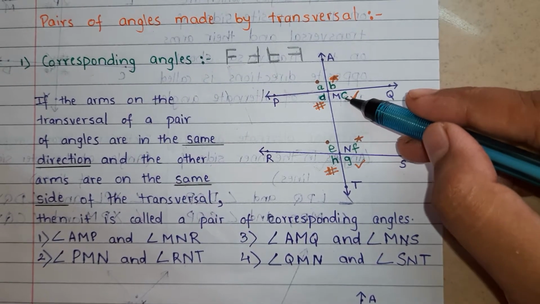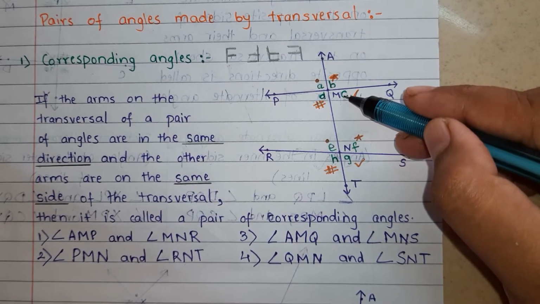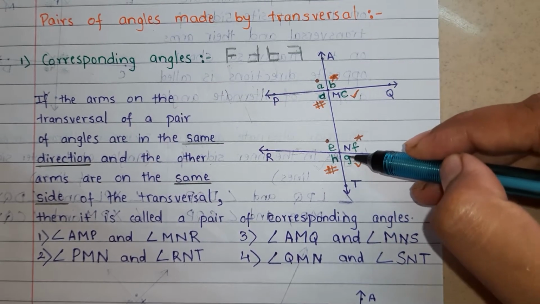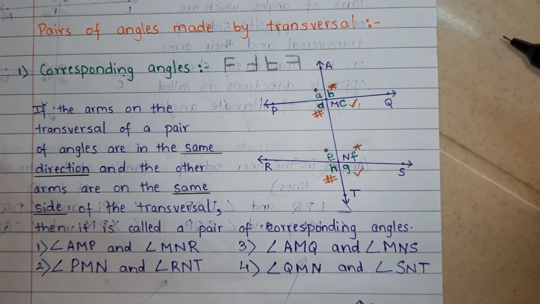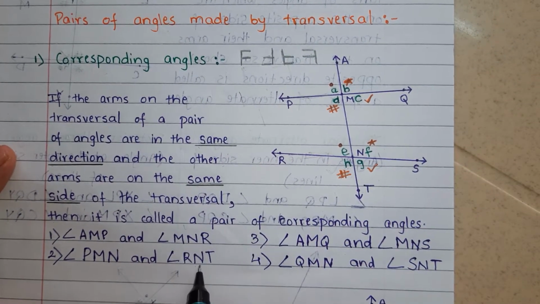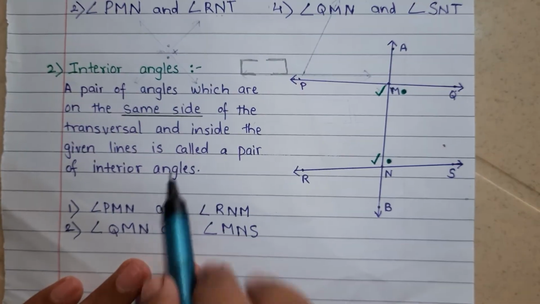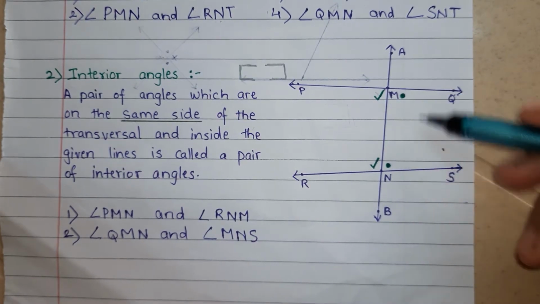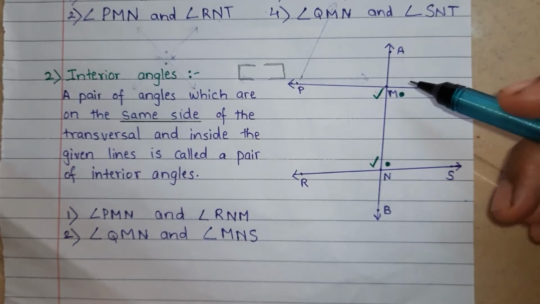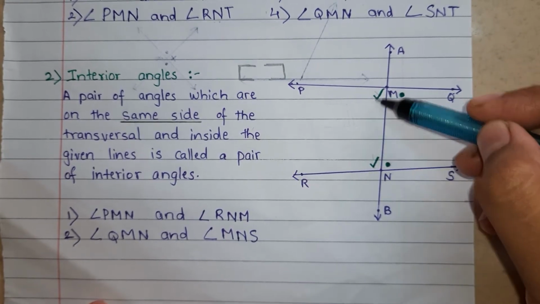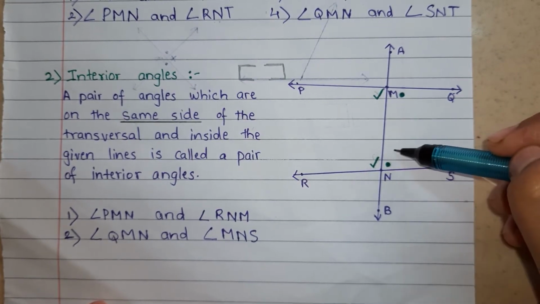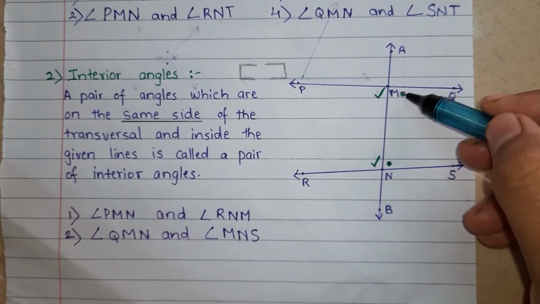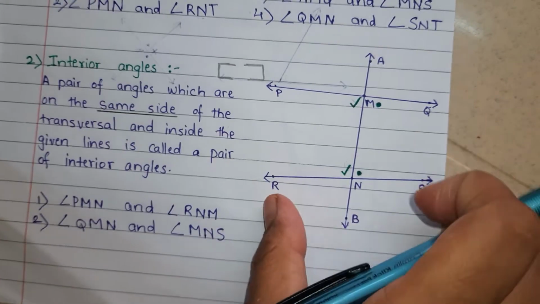And the fourth pair is C and G. C is on the right side, G is also on the right side. C is below the line, G is below the line. So C and G are called corresponding angles. Total 4 pairs of corresponding angles. Next was interior angles. Interior means inside the two lines. So these two are interior angles. Both should be on the left or both should be on the right. So this and this are interior angles.